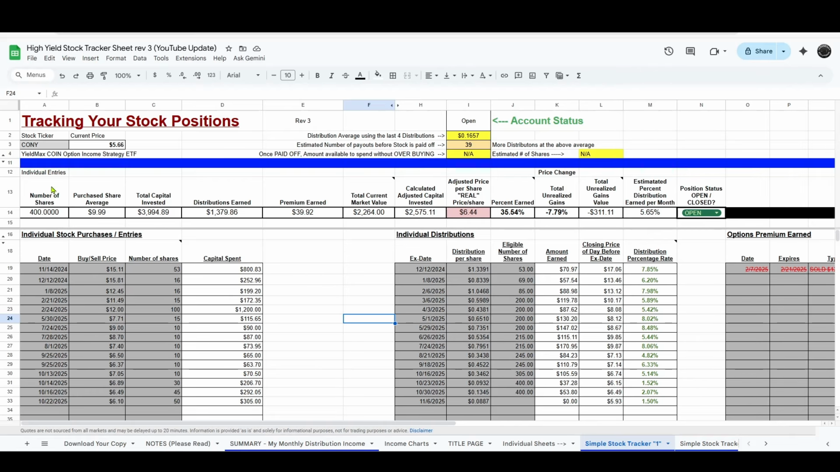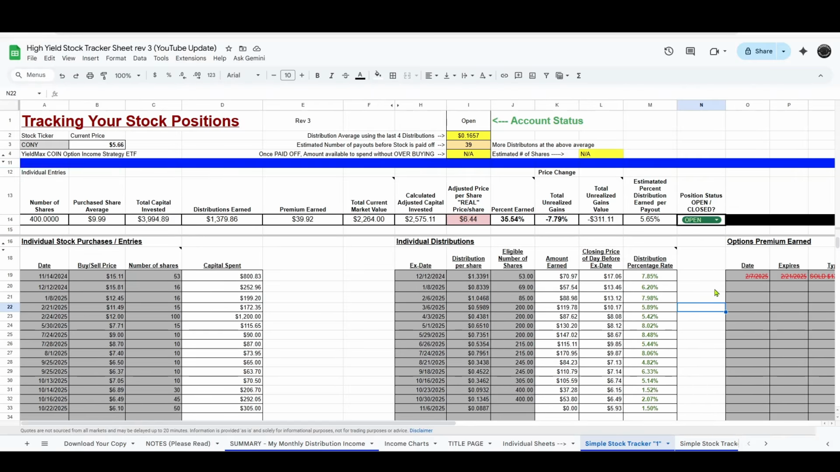So it still does calculate the total number of shares, your purchased share price average, and that's just off the purchases. That is different than the real price per share average, all right? Because the real price per share average does take into account your total invested and the amount that you have earned, which then helps to calculate an adjusted capital invested, and then that divided by the number of shares will provide you with that real price per share.